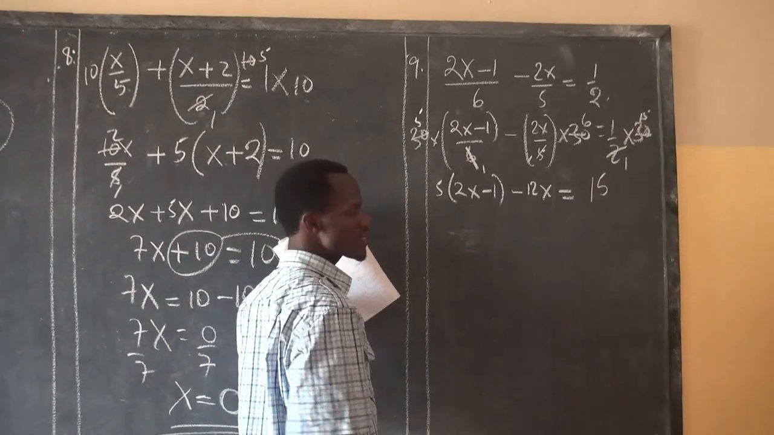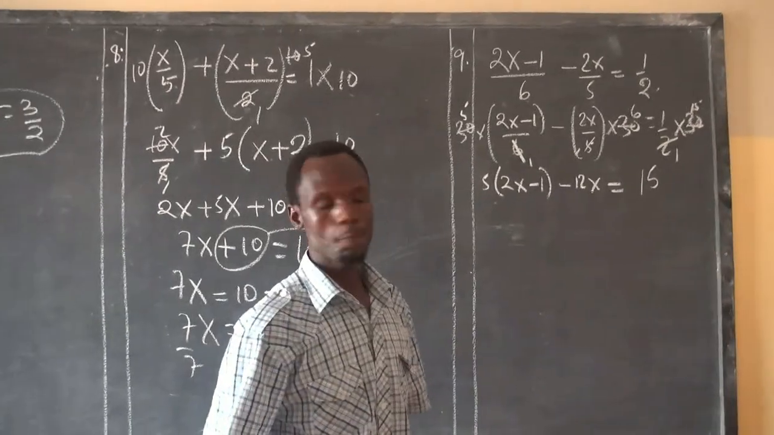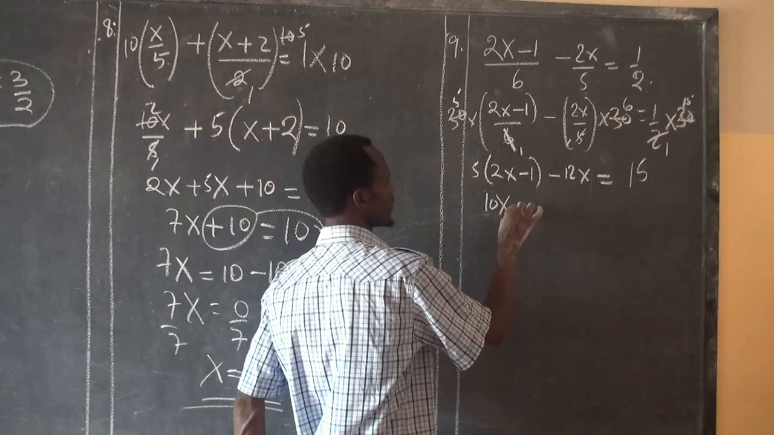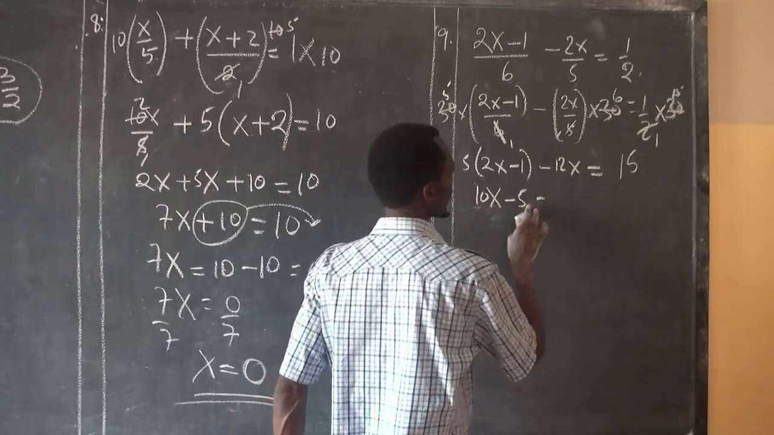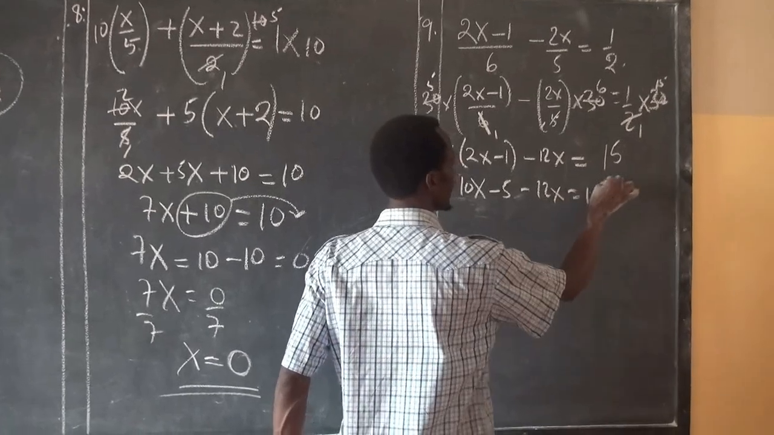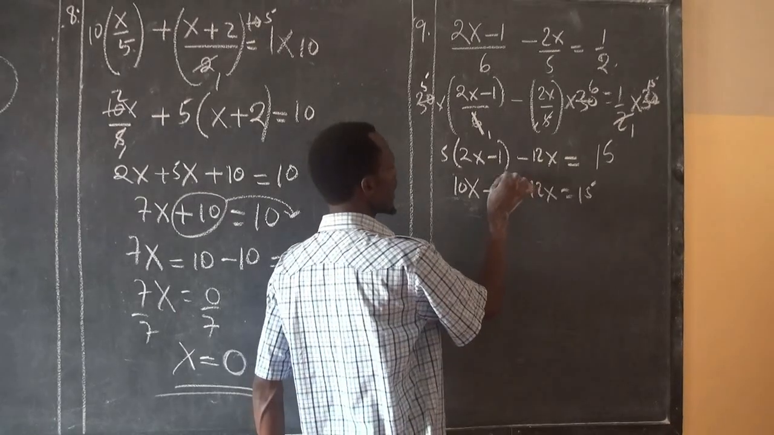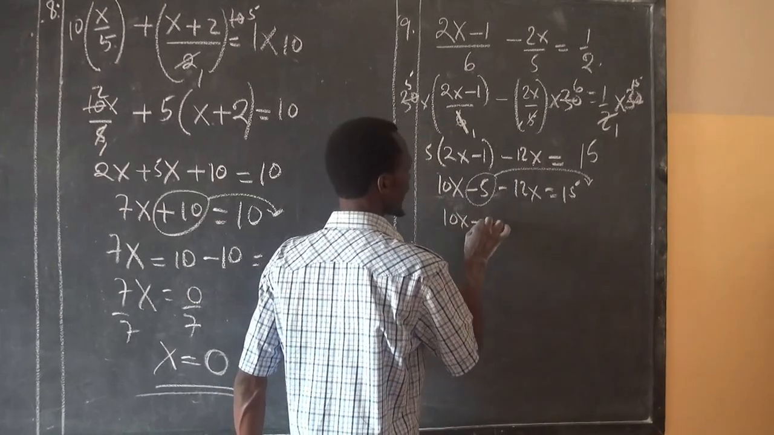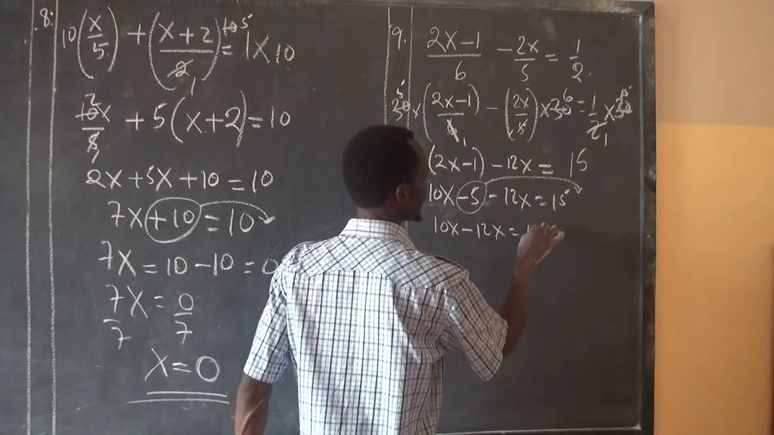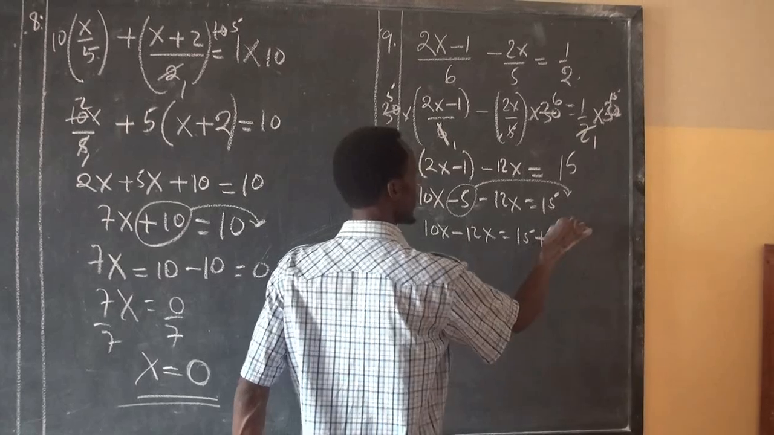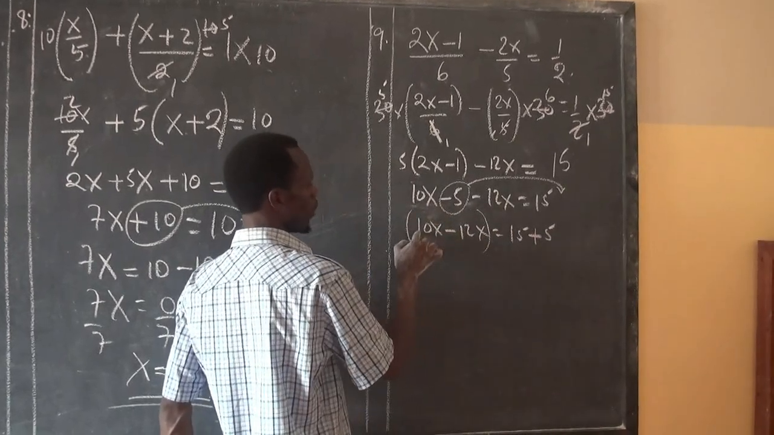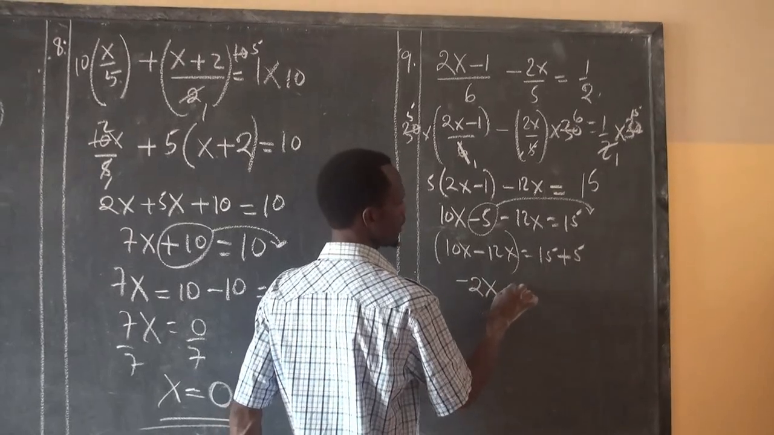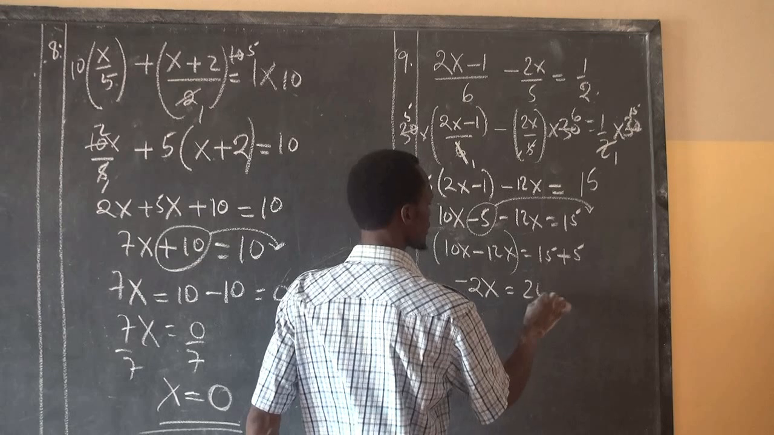Now, let us open the bracket. We get 5 times 2x, we get 10x minus 5 minus 12x is equal to 15. Collect the like terms. Now, this is a number with no letter. You take it to the other side. Now, you remain with 10x, negative 12x is equal to 15. Negative becomes positive 5. Now, this is positive 10, negative 12. Now, an answer is negative 2x is equal to 15 plus 5, which is equal to 20.